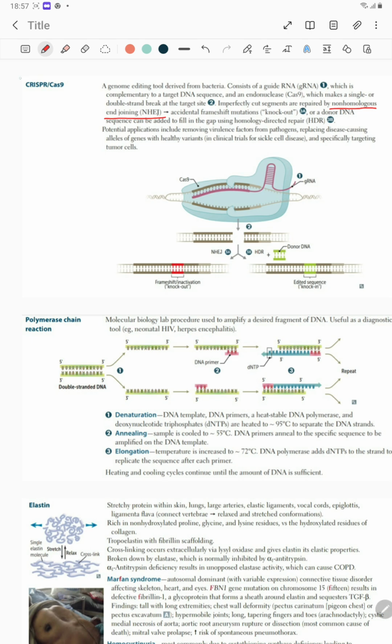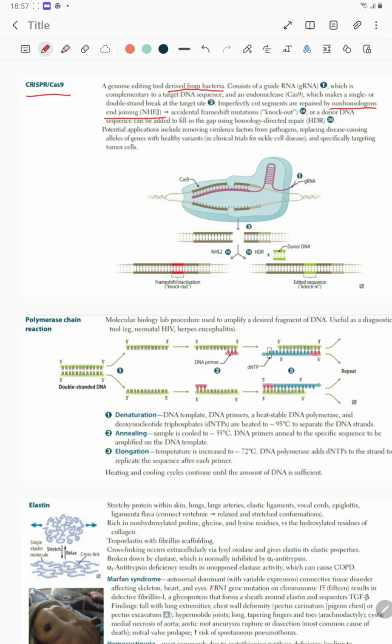So the first topic is CRISPR-Cas9. CRISPR-Cas9 is also a recently asked INICET question. It is one of the components of recombinant DNA technology. It's a genome editing tool derived from bacteria, right? It consists of a guide RNA, which is complementary to the target DNA sequence, and an endonuclease, which makes a single or a double-stranded break at the target site.